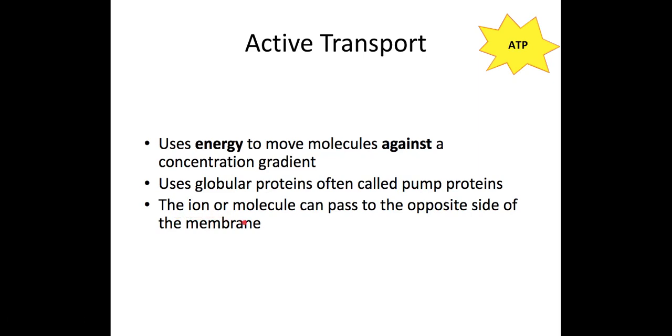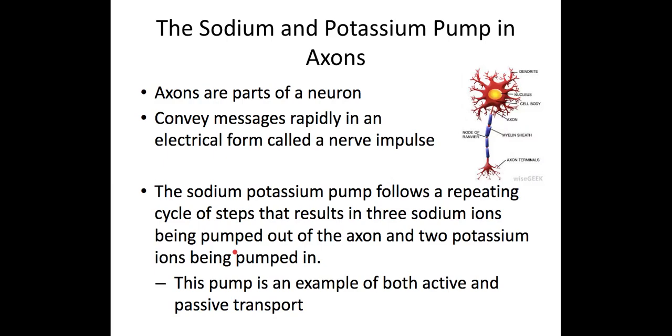And the ion or molecule can pass to the opposite side of the membrane through these pump proteins. All right, so as an example, we have sodium and potassium pumps in axons. Axons are part of neurons, and they convey messages rapidly in an electrical form called a nerve impulse. The sodium potassium pump will follow a repeating cycle of steps that results in three sodium ions being pumped out of the axon and two potassium ions being pumped in.